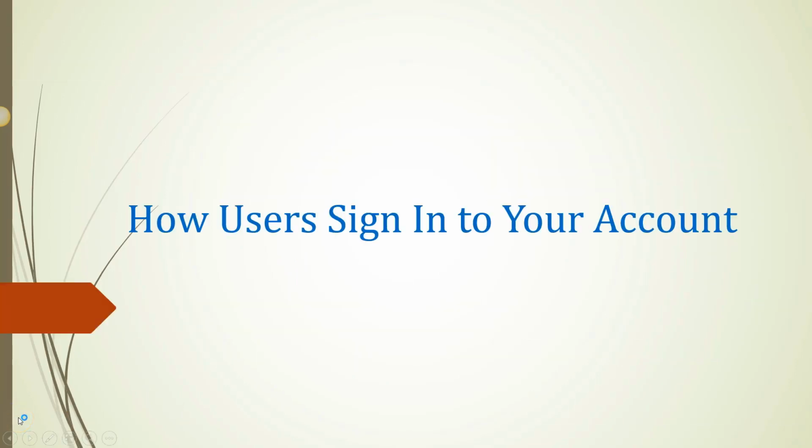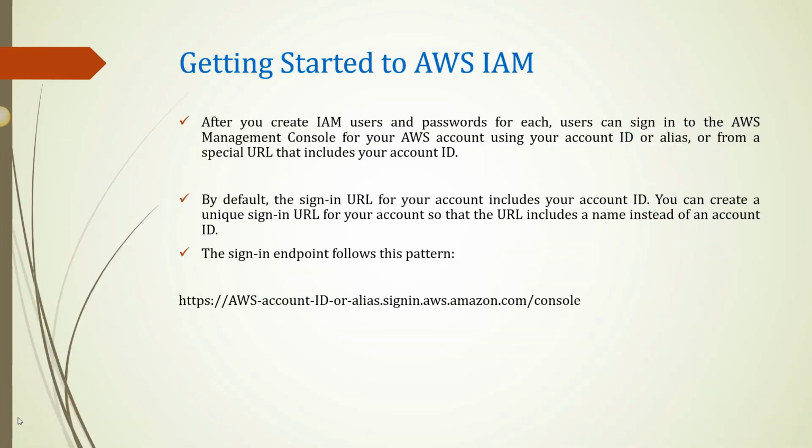Now let's talk about how users sign in to your account. After you create IAM users and password for each, users can sign in to the AWS Management Console for your AWS account using your account ID or from a special URL that includes your account ID. By default, the sign-in URL for your account includes your account ID. You can create a unique sign-in URL for your account so that the URL includes a name instead of an account ID.